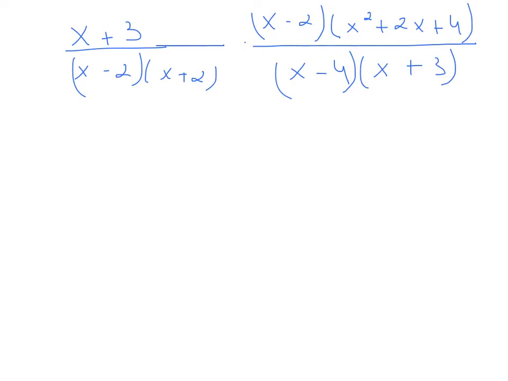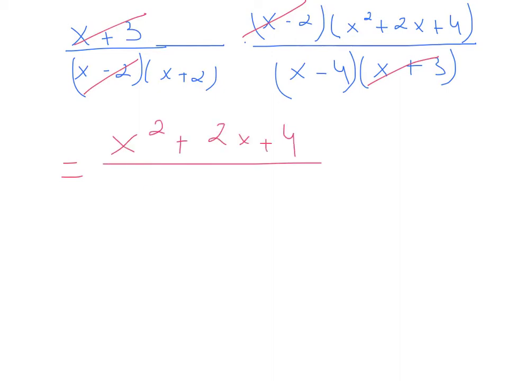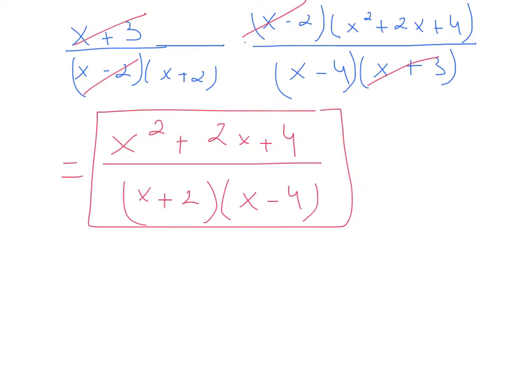So we can simplify. We're going to get x minus 2 with x minus 2, and we get x plus 3 with x plus 3, and we're going to come up with x squared plus 2x plus 4 over x plus 2 times x minus 4. And that's the final answer.